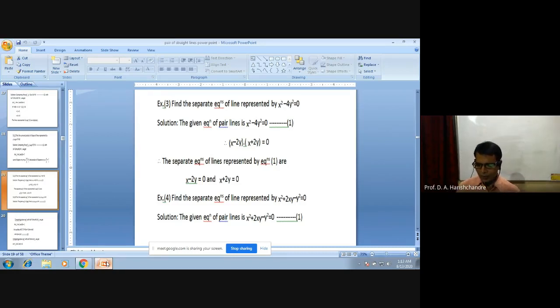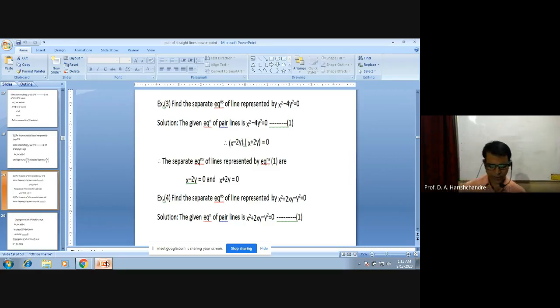Now you know the formula for obtaining the factors of a square minus b square. One factor is a minus b, the second is a plus b. Take the reference of that formula. So the factors of x square minus 4y square must be x minus 2y and x plus 2y. So x minus 2y into x plus 2y is equal to 0. Since the product of two factors is 0, each factor can be equated to 0, and that gives you the equations of the two separate lines included in the homogeneous second degree equation represented by equation 1.